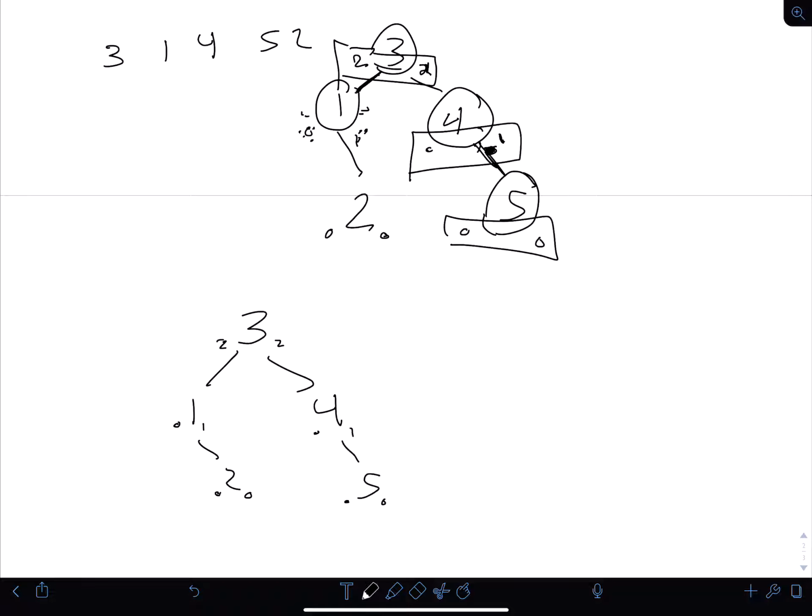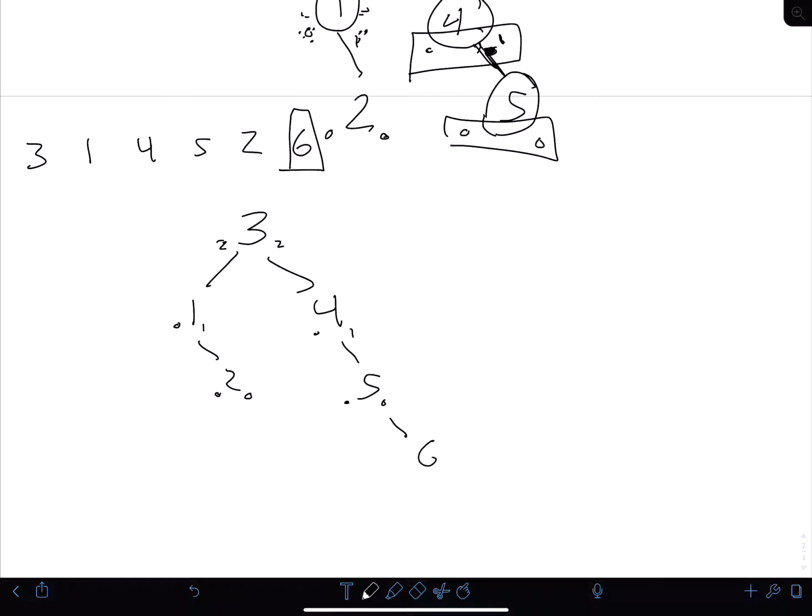Okay, let's go ahead and insert now a 6 and a 7. Actually, 6 will be enough to see something happen here. So we're going to insert a 6. 6 is going to go here. Okay, notice something here. We have a 0, 0 here of height. This becomes a 1, and then this becomes a 2.